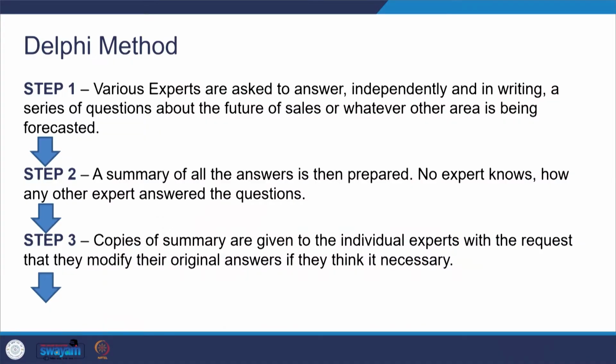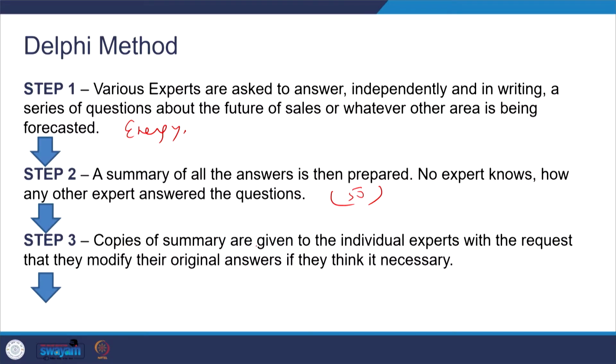So, step 1, as it says, various experts are asked to answer independently and in writing a series of questions about the future of sales or whatever other area is being forecasted. So, our area was energy requirement or energy forecasting. So, in step 2, a summary of all the answers is then prepared. Suppose we said there were 50 respondents. So, the answers collected from these 50 respondents are then submitted. No expert knows how any other expert answered the question. So, that the answer is not leaked, or nothing is told about what others have said, right.